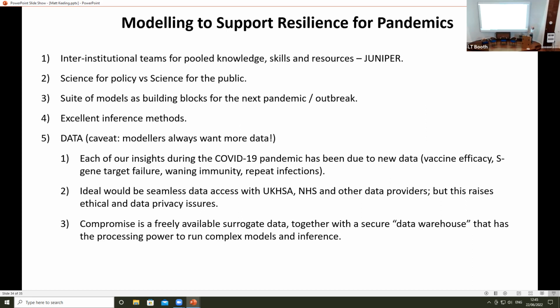I think there's tension between science for policy and science for the public. There's been an awful lot of scrutiny of the science that's come out, not just the modelling, but other areas. And I think there's a very big difference between what you design to talk to policy and try and answer questions, and what you design to put out to the general public. Hopefully we'll have suites of models of all different sorts, from IBMs to fairly simple things like what I deal with. And those can be used as the building blocks for the next outbreak.